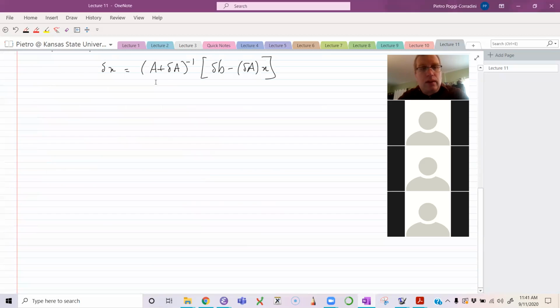Well, let me tell you a little bit more about this inverse here. So one way to rewrite that is to take out A from this expression, right? So I take out A and write it like this.